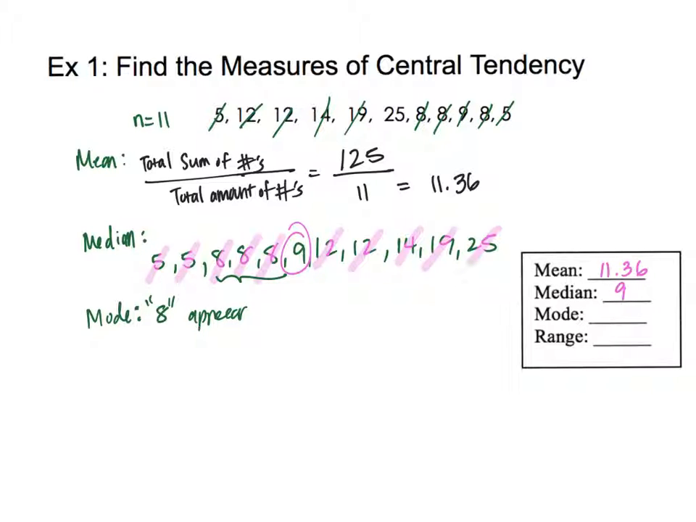So because 8 appeared the most often, I'm going to say 8 is the mode, or 8 is our mode here because it appeared the most frequent.